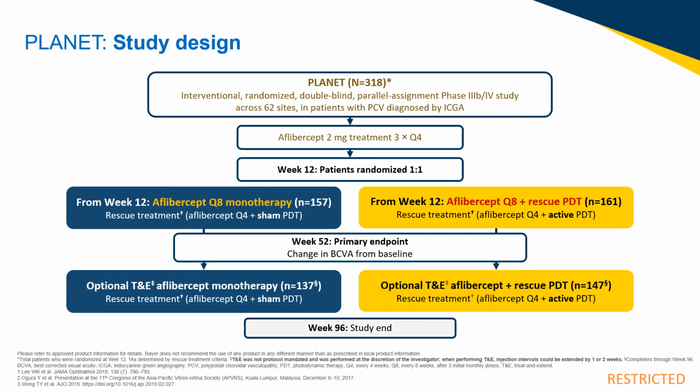According to PLANET's study design, at week 12, the patients were randomized into two arms. The first arm received aflibercept Q8 monotherapy. The other received aflibercept Q8 plus rescue PDT. After year 1, if the patient did not meet the rescue criteria, the physicians had an option to switch to treat and extend in year 2.